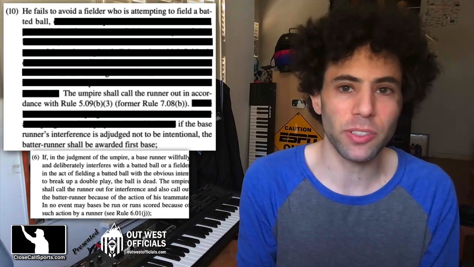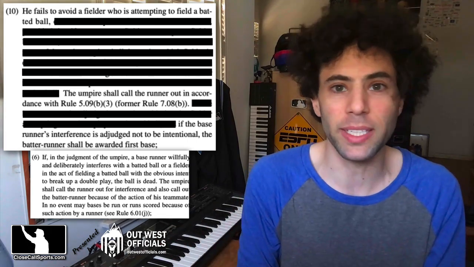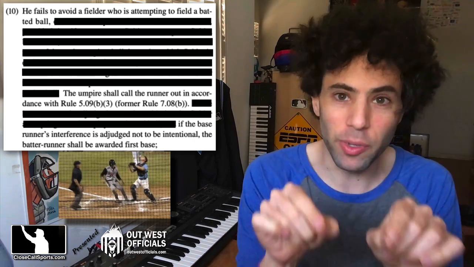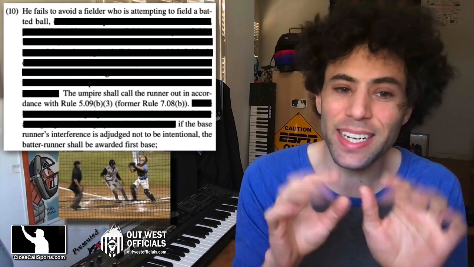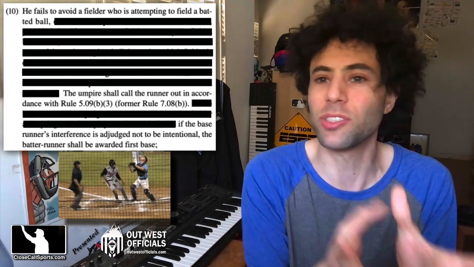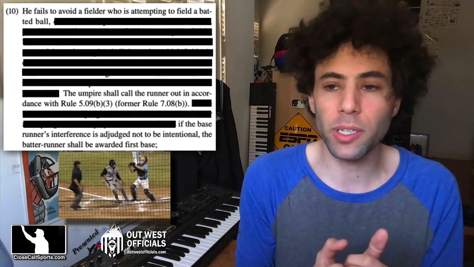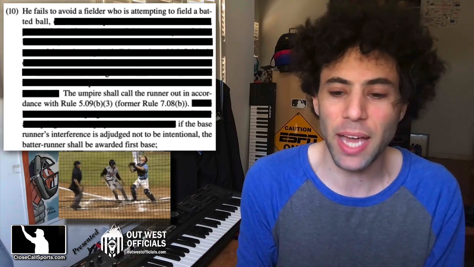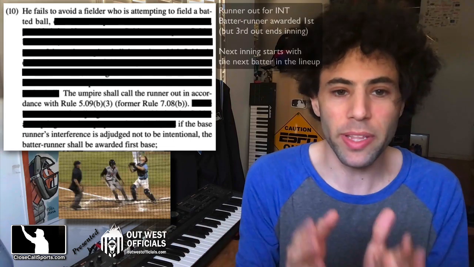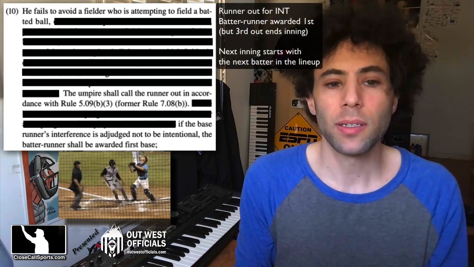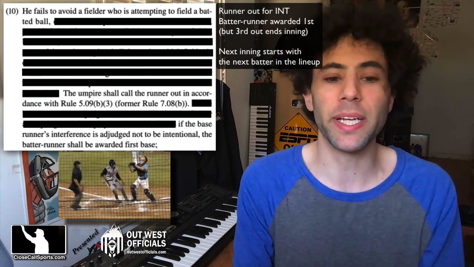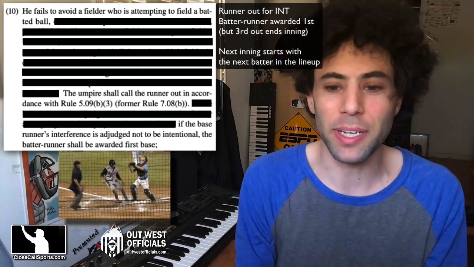So intentional interference, you could theoretically, willful, deliberate, get a double play if you wanted, do some other things. But what we're talking about right now with this rule, because this is not intentional interference, the runner is just trying to score. The only thing the runner does wrong is he failed to avoid a fielder who is attempting to field a batted ball, fair or foul. So in this case, by rule, time, runner's out, batter runner, you get first base. The next inning will begin with the next batter in the lineup.